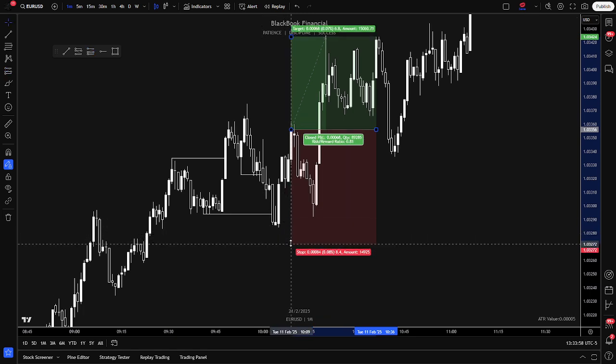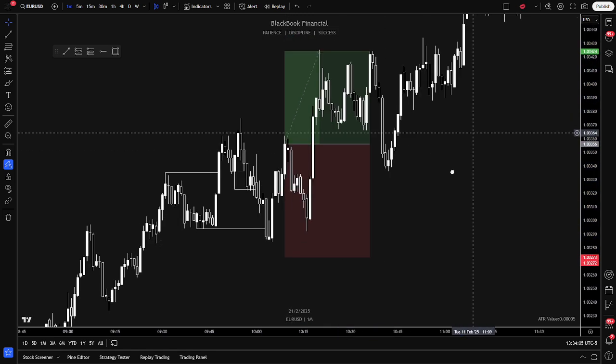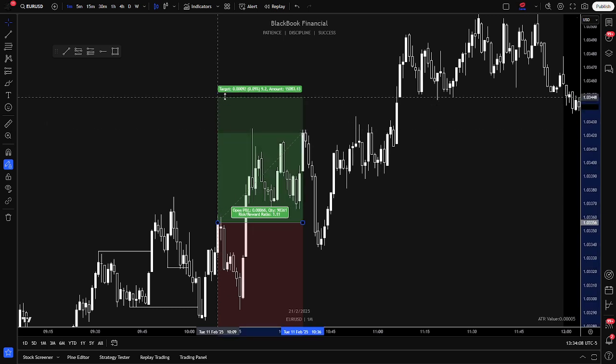So we can take the bottom of the pivot point here, add our ATR value, right? Set our stop, and then go for a simple 1-to-1.